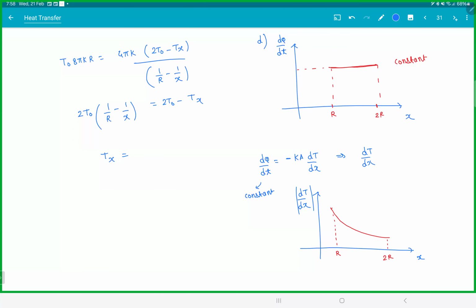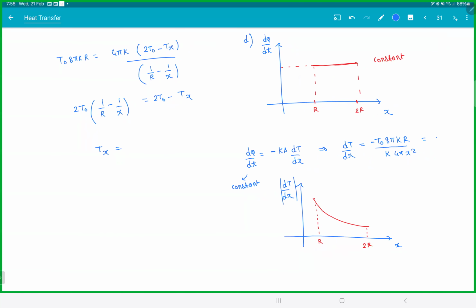So if I just write down this thing, dt by dx should be, what is dq by dt? Calculate तो किया, डाल देंगे directly, वो best है. T naught 8 pi k r by k 4 by r x square. This is minus 2T naught by x square. So it's like y is equal to minus 1 by x square function. We'll take a mod, so it is like x square y is constant, looks like a hyperbola. So PV graph जैसा दिखेगा. Clear with this?